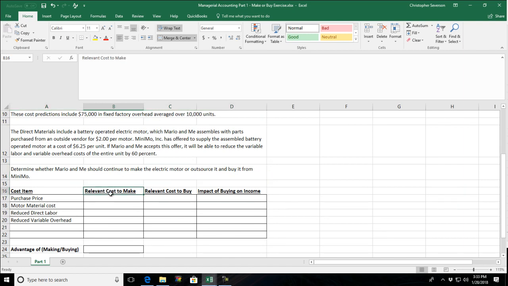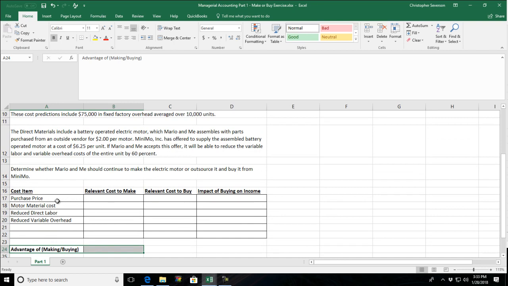We're going to look at the relevant costs to make it, the relevant costs to buy it, and the impact of each related to buying on income. In other words, if there's a cost in buying it, that's going to be a negative amount. But if there's a cost in making it and not buying it, then that's a positive amount. Eventually, we want to know the advantage of making versus buying.